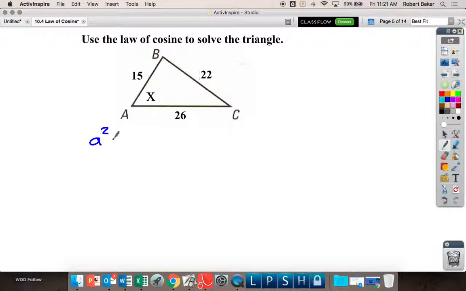A squared. So these two should match, and these two should match. It has that symmetrical reflection in the middle of the equation. It goes ABC, BCA.